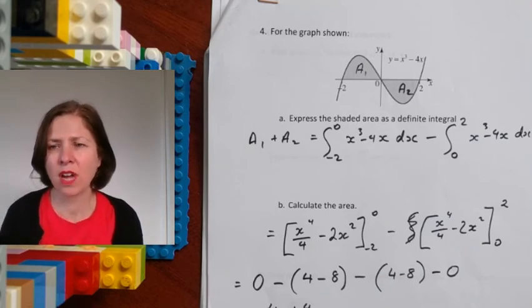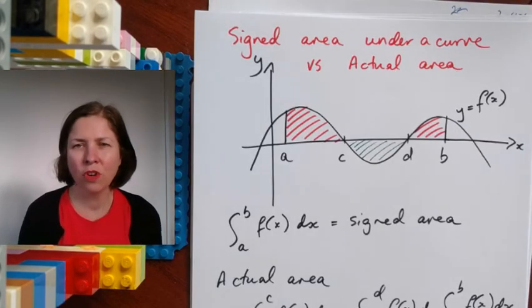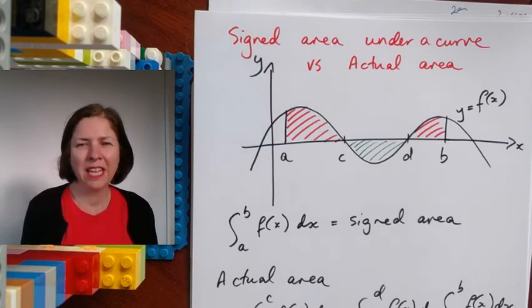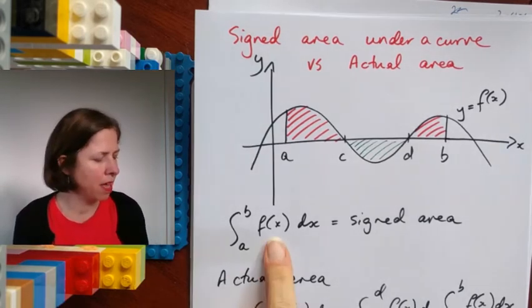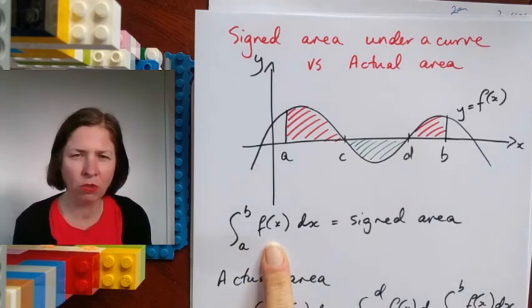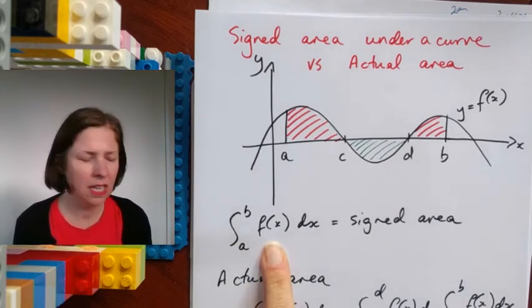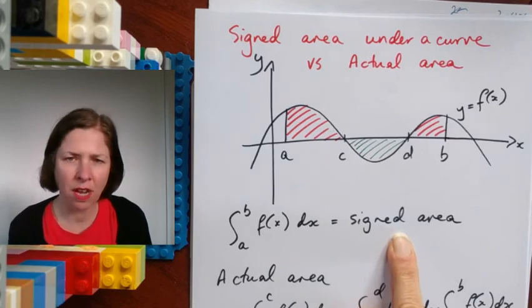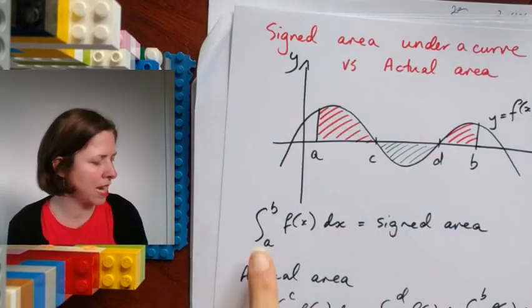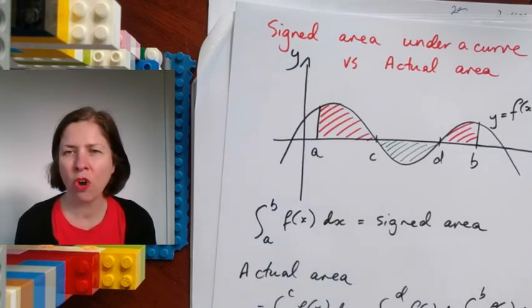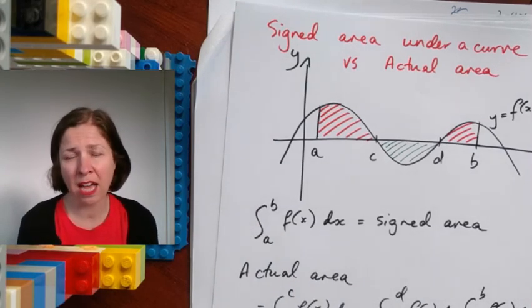Okay. So just to recap, when we're looking at using integrals to calculate areas, we have to remember that if I just use the integral over the entire interval, that's going to give me the signed area. And if my graph crosses the x-axis in between A and B, then that's not going to give me the true value of the area under the curve.